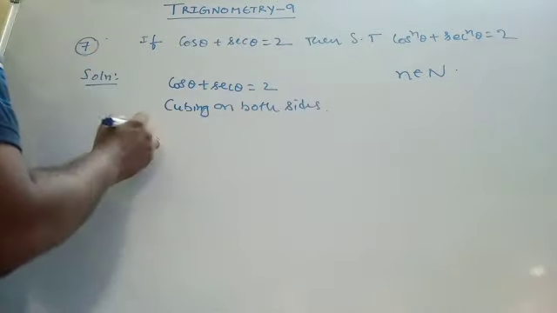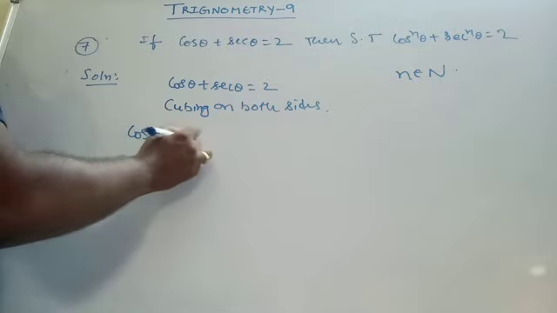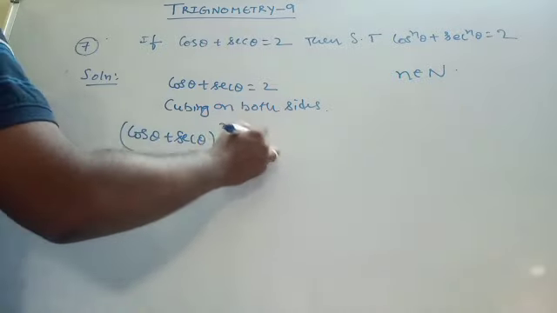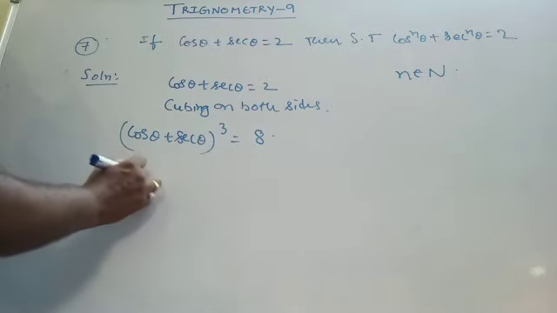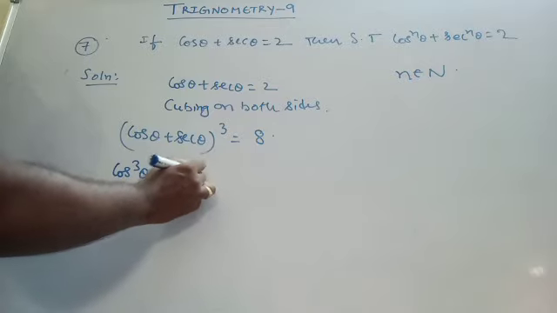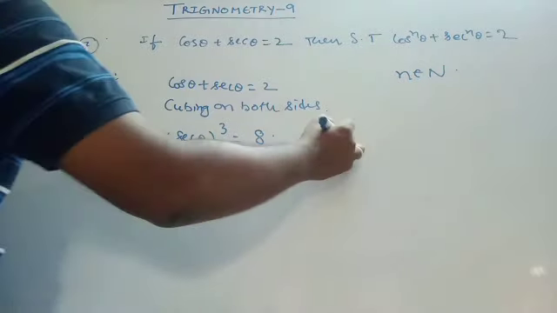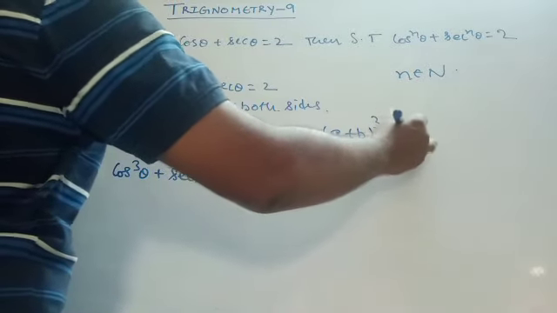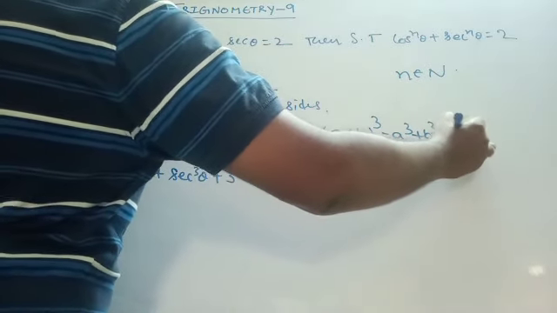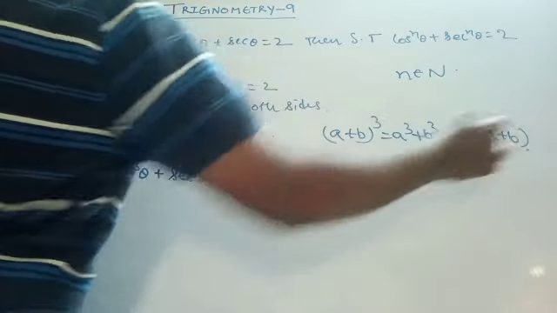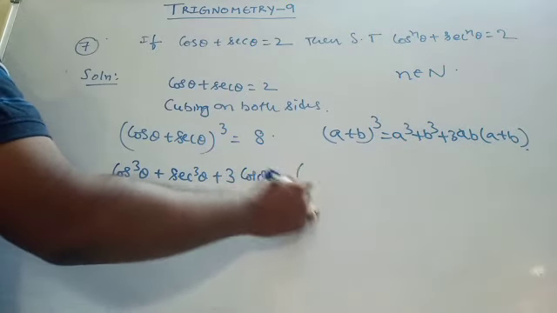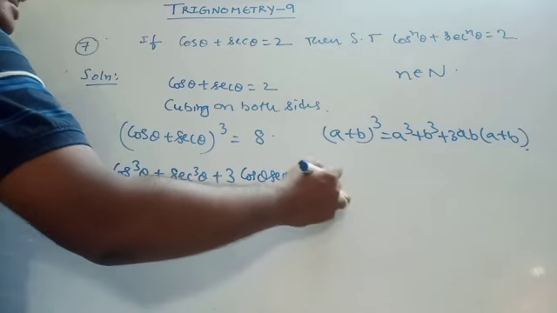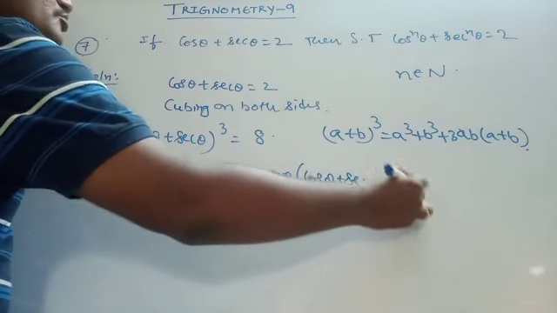By cubing both sides you will have cos theta plus secant theta whole cube equal to 2 cube, which is 8. You know the a plus b whole cube formula: a plus b whole cube equals a cube plus b cube plus 3ab into a plus b. Let us use this fact. Now 3ab is 3 into cos theta into secant theta, into a plus b, that is cos theta plus secant theta, equal to 8.